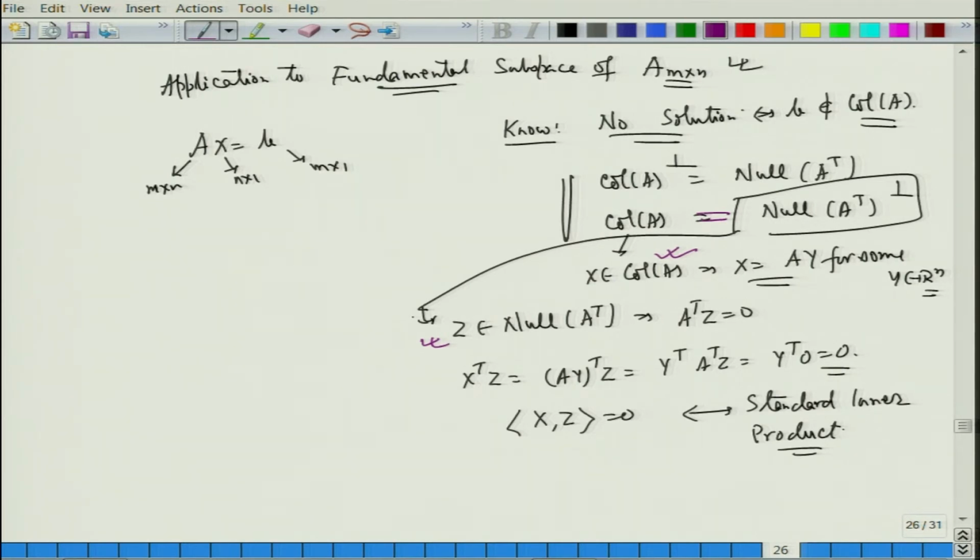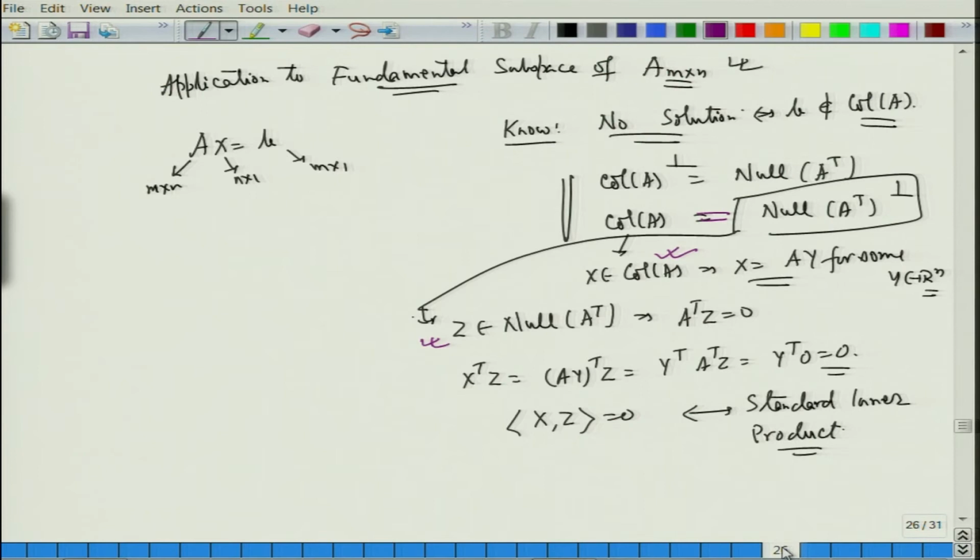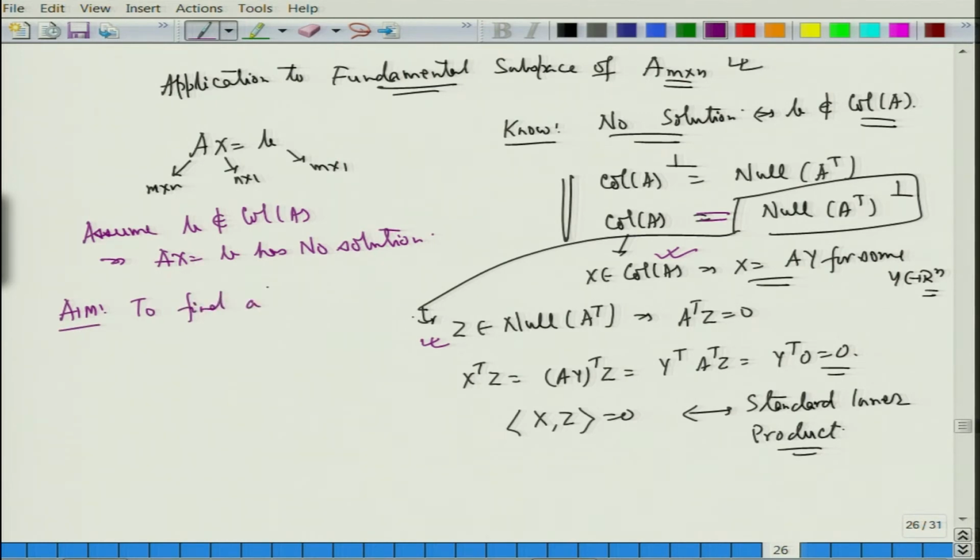All right. So my case is, as I said in the previous slide also, we want to look at the case when B does not lie in the linear span. So again we are doing the same thing. We assume B does not belong to the column space of A, which implies Ax is equal to B has no solution. So the aim is to find a vector u belonging to the column space of A such that u is nearest to B. I cannot get B using the columns, so I want to find the nearest.